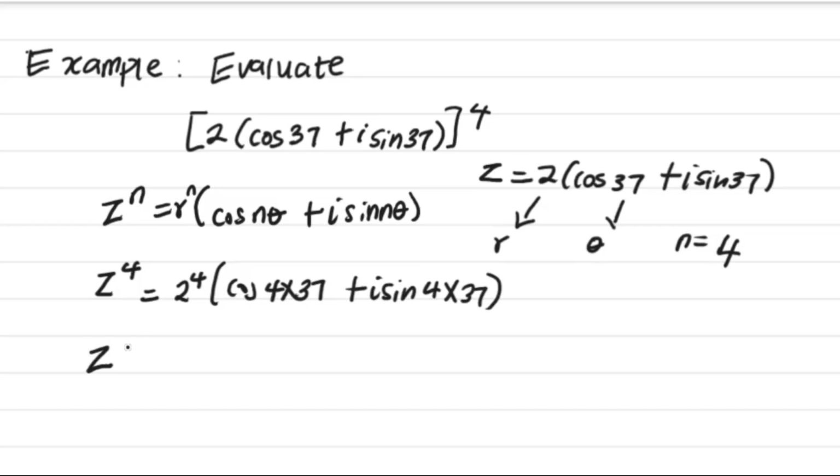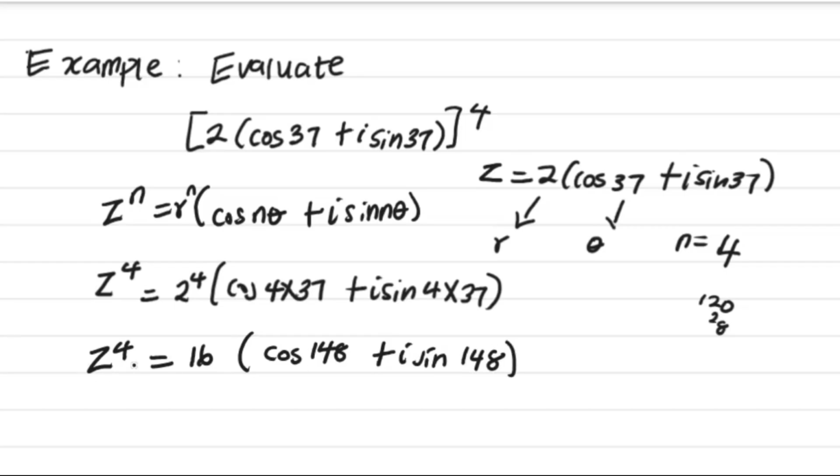So z raised to power 4 is going to give us 2 raised to power 4, which is 16, into cos. Now 4 times 37: 4 times 30 is 120, 4 times 7 is 28. So 4 times 37 will give us 148, plus I sine 148. So z raised to power 4 will give us 16 into cos 148 plus I sine 148. That will be the value of z.